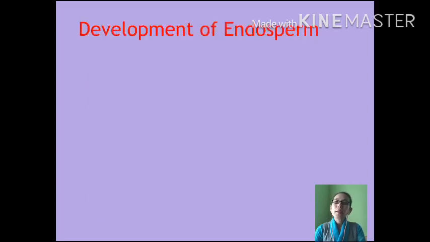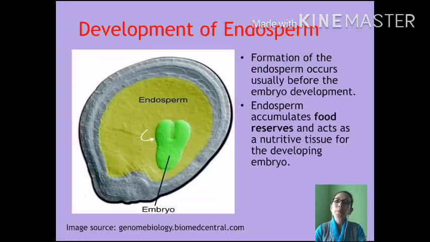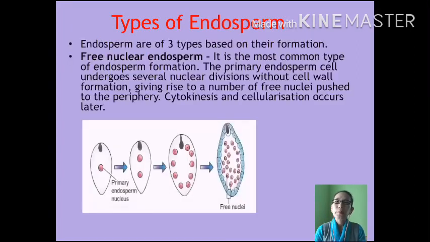So let's look at the events which result in the development of endosperm in the seeds. We need to know that the development of the endosperm precedes the development of the embryo. Endosperm tissue stocks up food reserves inside and thereby serves as a nutritive tissue for the developing embryo. Now, depending on the formation of the endosperm, it is divided into three types.